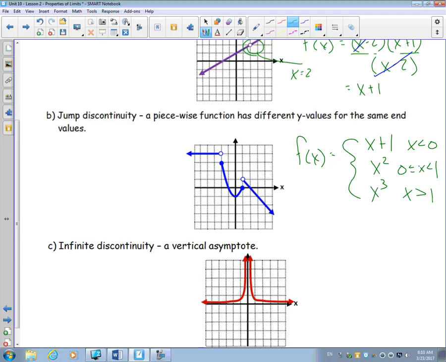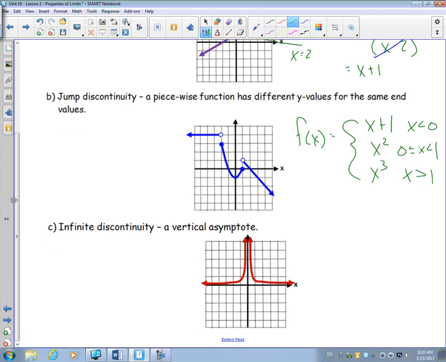They have different pieces, and those pieces may or may not be connected to each other. You can tell by evaluating the endpoints, what's happening at 0 and 1. Do they come out to the same values? Do they come out to different values? There, you have to do sort of left and right hand limits as you approach the endpoints. Okay, so we won't spend too much time with jump discontinuities. They're kind of obvious ones.